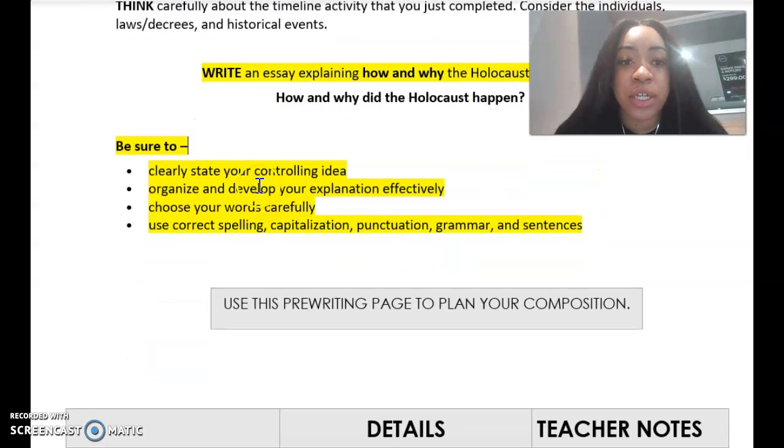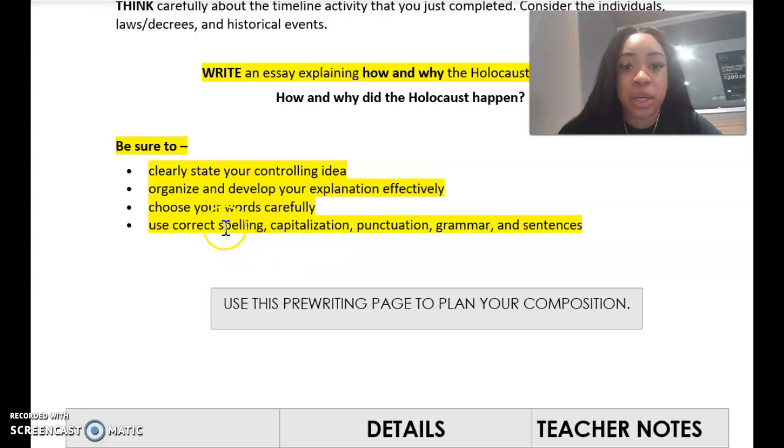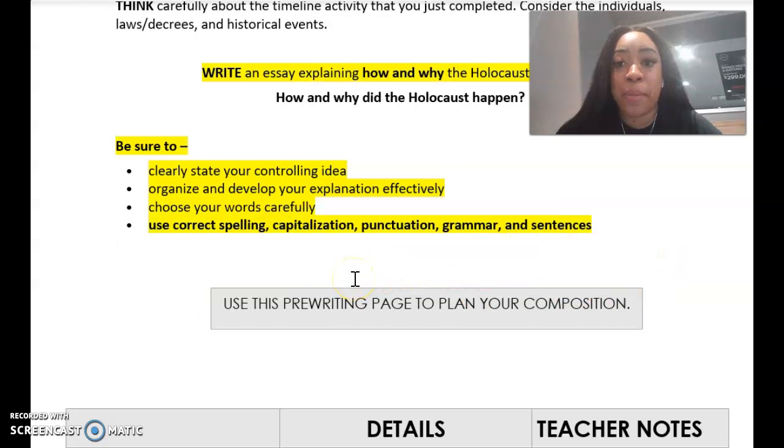It says to be sure to clearly state your controlling idea. It says to organize and develop your explanation effectively. Choose your words carefully. Use correct spelling, capitalization, punctuation, grammar, and syntax. This is something that I notice a lot of students are falling behind in, which is harming you when it comes to getting points for your essays. You want to make sure that you are correctly spelling words, that if you see a squiggly line underneath the word, you are making sure that you are correctly spelling it.